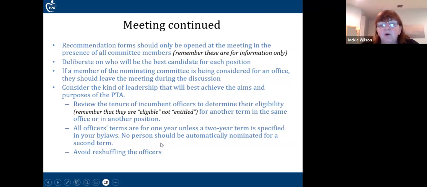And avoid reshuffling offices. We see that all the time, that it's the same people, nobody else can get into the office. We just have the president, who then becomes the treasurer, and the treasurer becomes the secretary, and so on. And that does not grow your leadership. What it does is it causes the PTA to stagnate, and you lose members, and then the PTA is going to start to become very difficult in terms of membership and leadership. So try to get as many people involved as you can, and that's important. And that's why the voting piece of it is so very important.